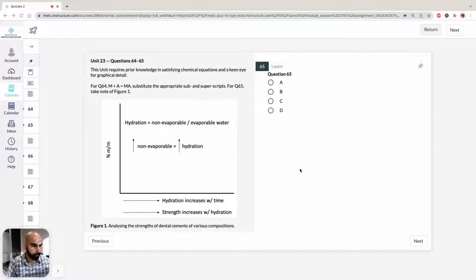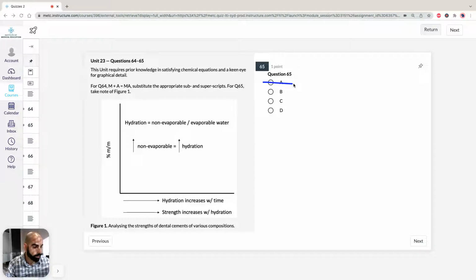So it says, the weakest cement is the most hydrated. Is that true? Well, we know that the weakest cement will be the least hydrated because we can see that as our hydration increases, if you take a look at the graph, the compressive strength increases. So therefore, A is going to be incorrect.